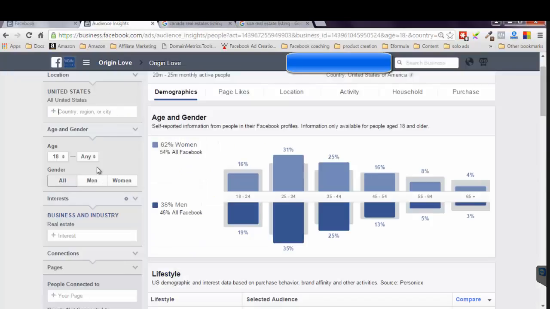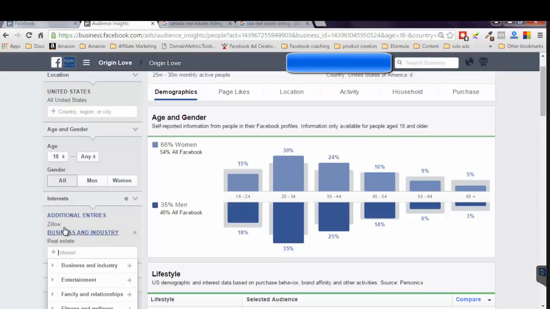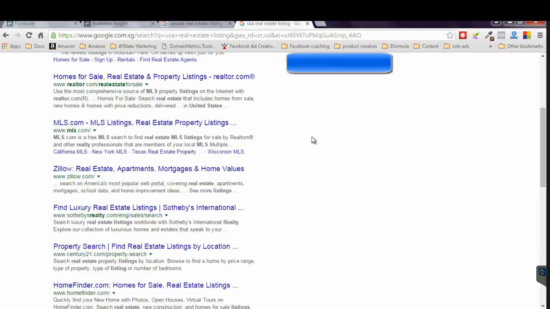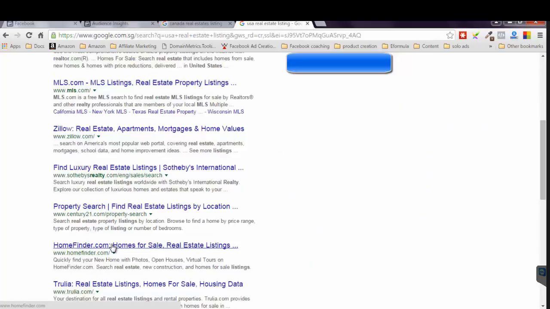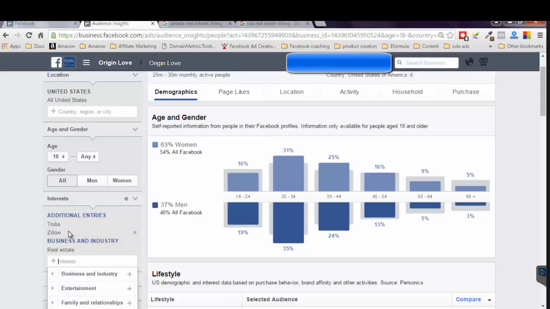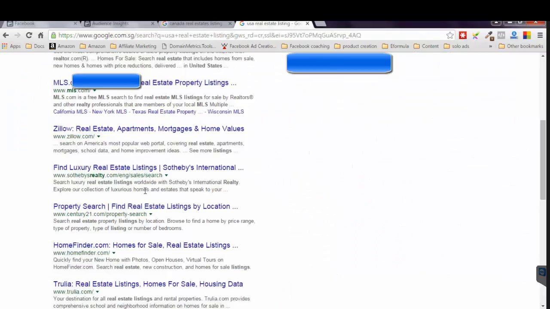So what I can do is go to here and key in Zillow. You see, it comes out, and I'm able to target people that like this page, Zillow. It is really relevant, and I can keep on digging. I can go to the next one, let's say Trulia. Let me try Trulia. There it goes. So I can target Zillow, I can target Trulia, because these are the huge websites in America.